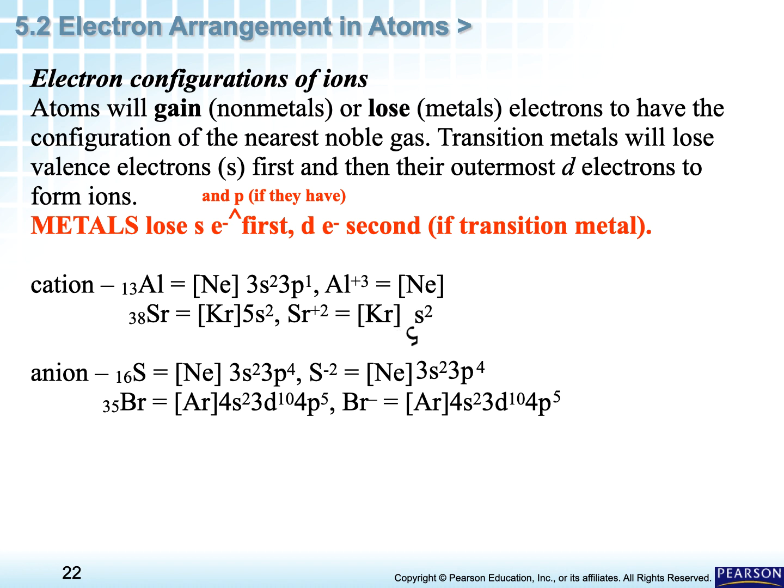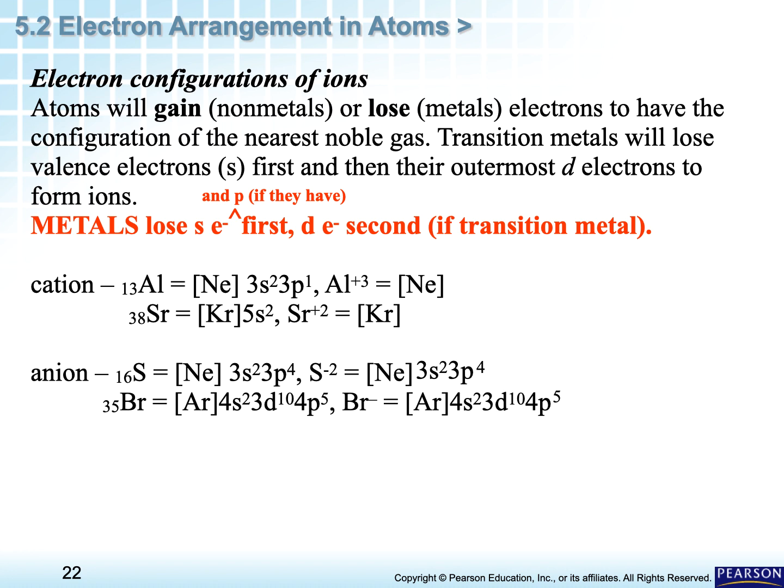I'm going to lose the 5s2, and I'm left with krypton. Now, for regular metals, it's easy to see that. With transition metals, it's not quite the same. For anions, anions are going to gain. So sulfur and bromine are both nonmetals.